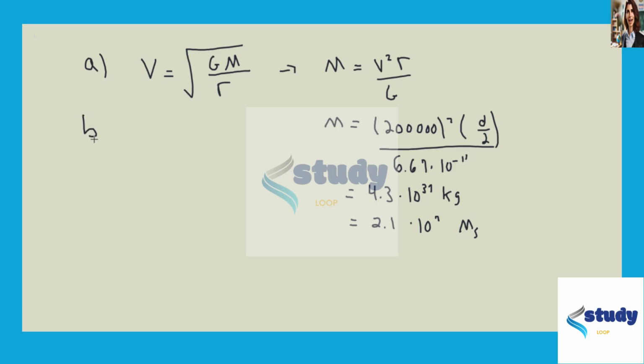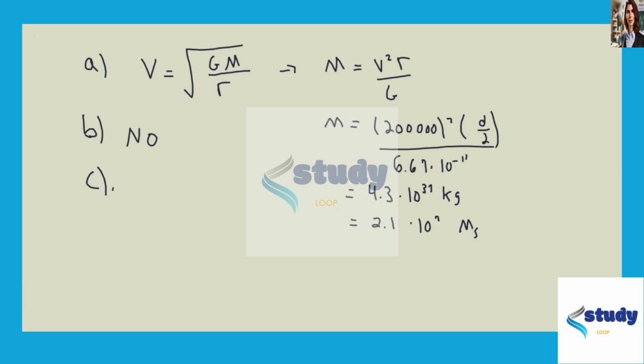Part B then asks us, is it possible this object is a star, given that we don't think that stars can exist with more than about 50 solar masses? So given that, no, it doesn't look like this can be a star. It has a mass of 21 million times that of the sun. So that seems like a pretty clear no.